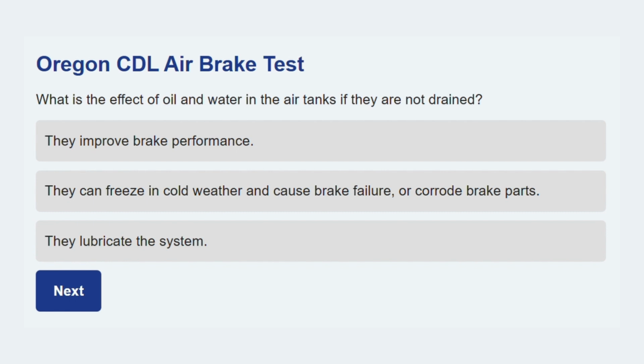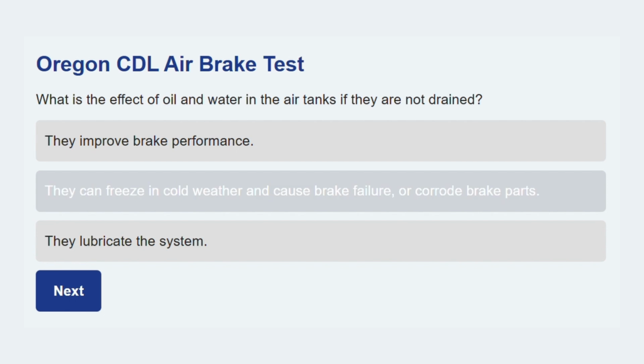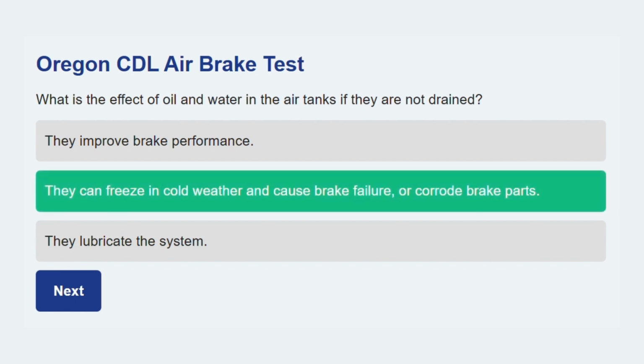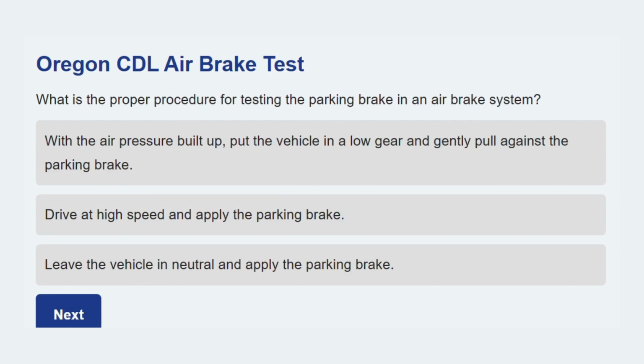Moving on to this. What is the effect of oil and water in the air tanks if they are not drained? They can freeze in cold weather and cause brake failure or corrode brake parts. Draining the tanks is crucial for system longevity and safety.